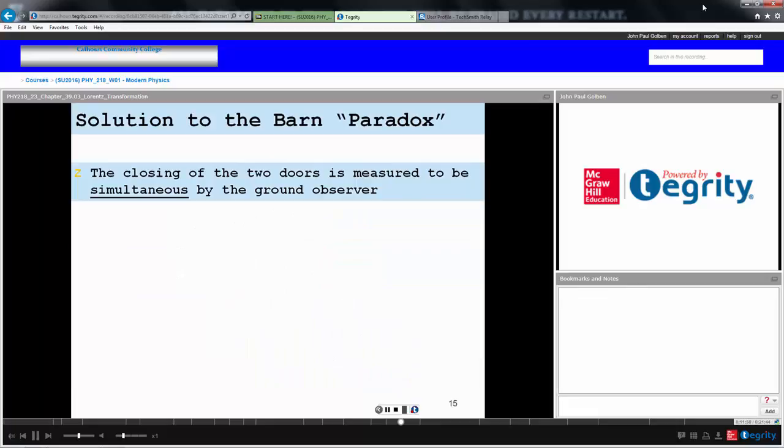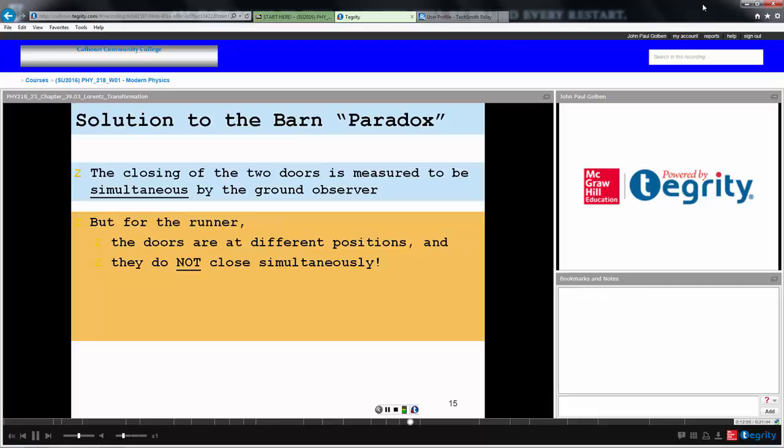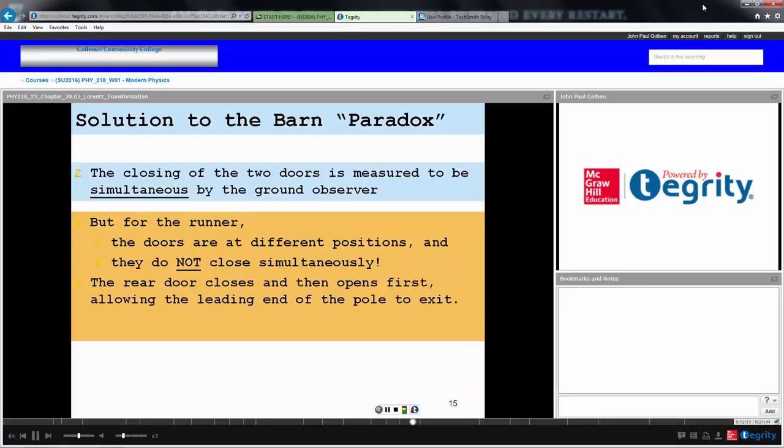The closing of the two doors is measured to be simultaneous to the ground observer. The length between the ends of the barn is at rest with the ground observer. The two events can be simultaneous in their frame of reference. However, for the runner, the doors are at different positions and they do not close simultaneously. The rear door closes and then opens first before the front of the pole ever makes it there. And the front of the barn does not close until the rear of the pole has passed by.